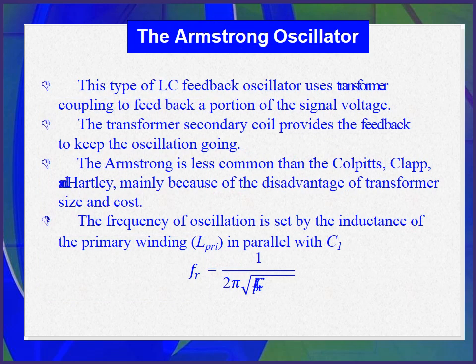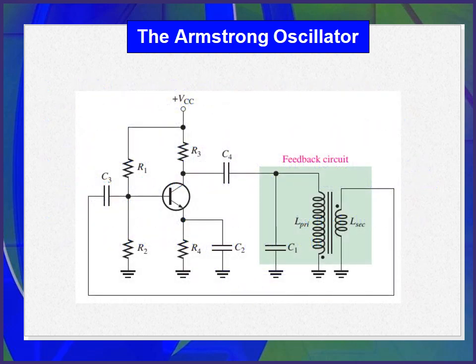Next we are going to see about the Armstrong oscillator. This is a type of LC oscillator which uses transformer coupling to feed back a portion of the output signal. The transformer used here will provide the feedback to keep the oscillation going. The Armstrong is less common than the Colpitts, Clapp and Hartley oscillators, mainly because of the disadvantage of transformer size and cost. The frequency of oscillation is set by the inductance of the primary winding in parallel with C1.